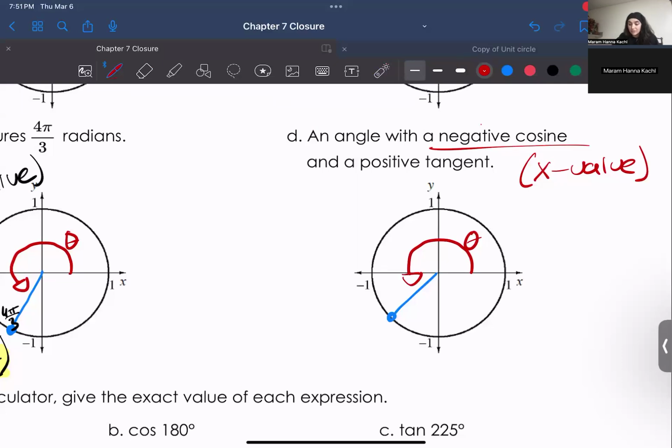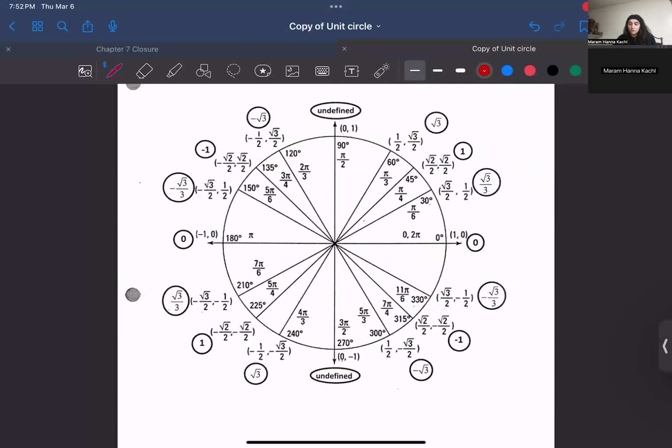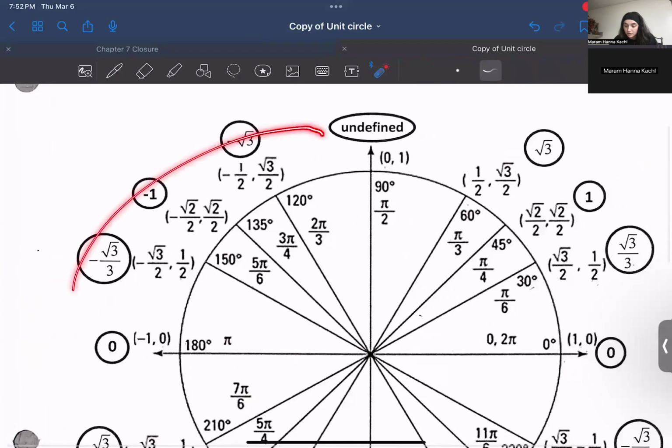Another way is tangent is y divided by x, or sine divided by cosine. And again, you'd still have your unit circle. If I look at some of my points, all of these points in this upper quadrant have at least one negative, one positive, one negative, one positive. Anytime I divide at least one negative, one positive, my answer is overall going to be negative.